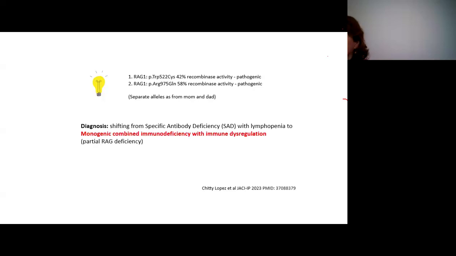Now you basically shifted the diagnosis of a patient with specific antibody deficiency and lymphopenia to a monogenic combined immunodeficiency with immune dysregulation, secondary to partial RAG deficiency. And it has major implications, in my mind, for a patient when you have a new diagnosis, a new understanding of the progression of the disease.